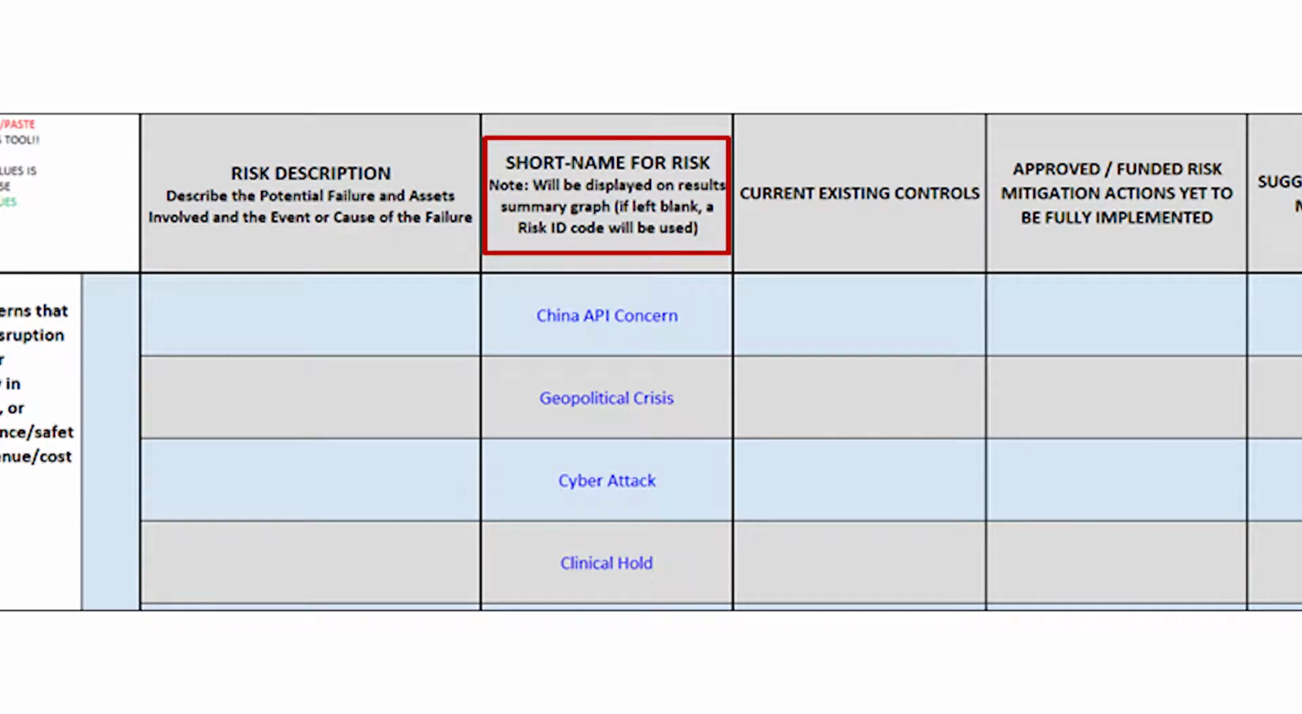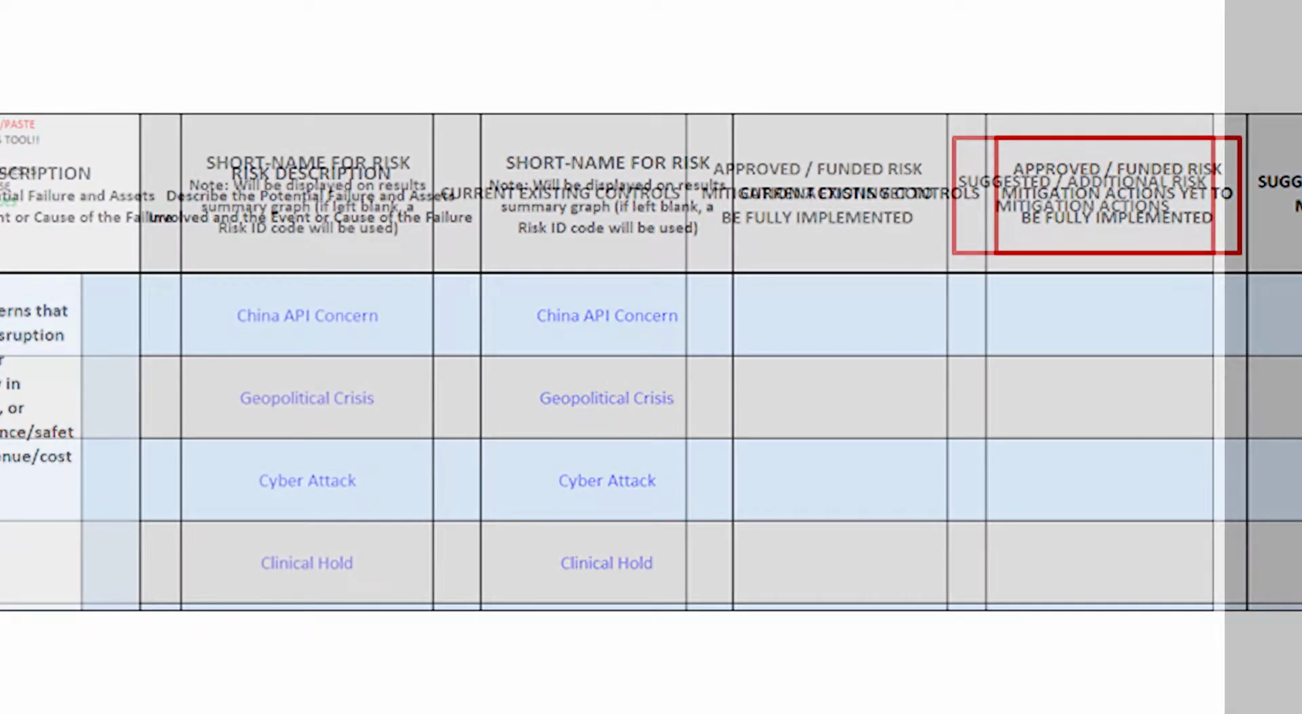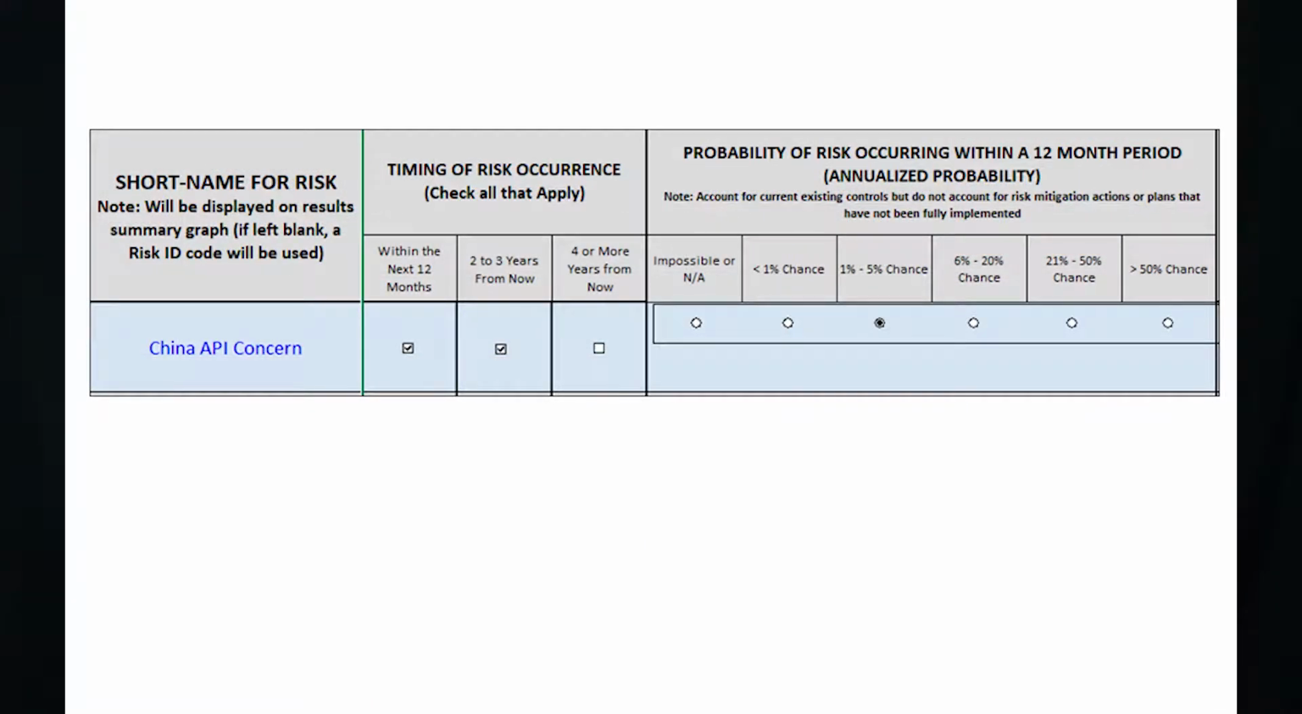These will be labels for our risk grids, any current existing controls, any approved or funded risk mitigation actions yet to be fully implemented, and lastly, we'd like to document any suggested additional risk mitigation actions. I'm now going to introduce a likely improvement to your current probability assessment approach.